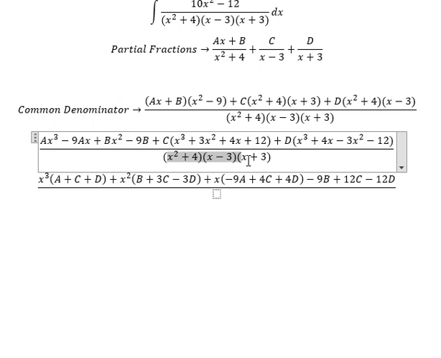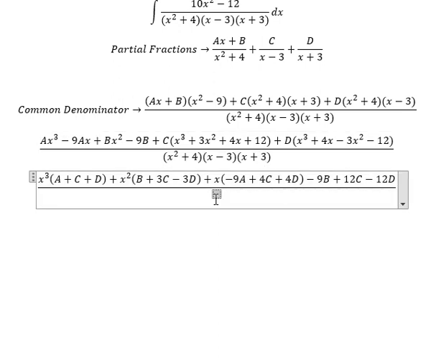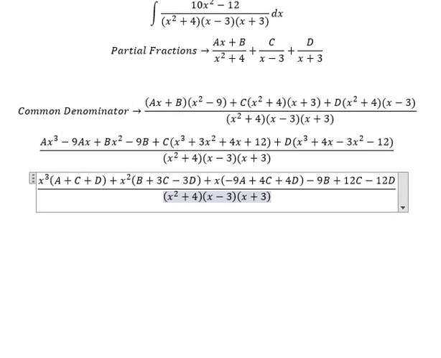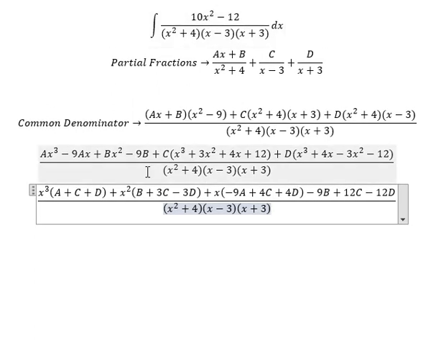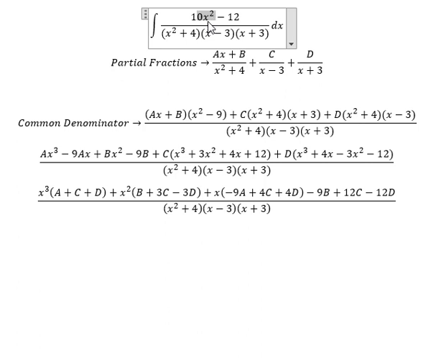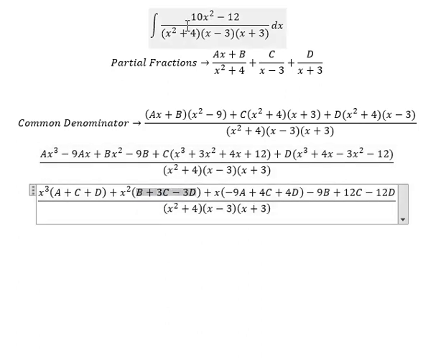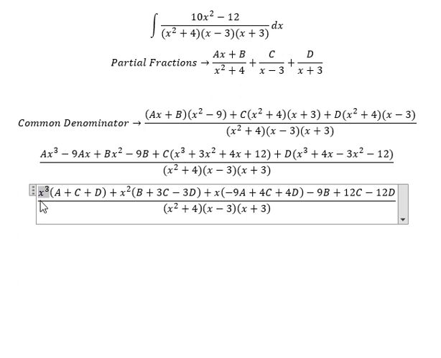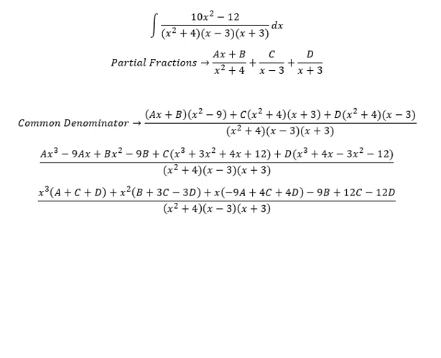And now I will put this one over here. Next, we need to arrange based on the terms of x. We just have 10x squared. So this one equals number 10. This one, that is about the numbers, equals negative number 12. We don't have x and x to the power of 3. So this one and this one equal number 0. And now we create the system of equations.